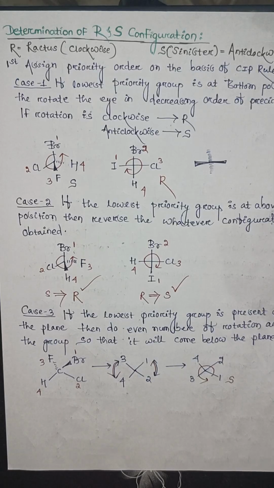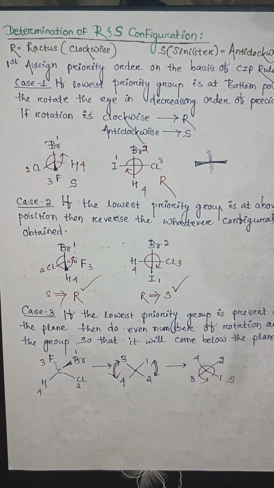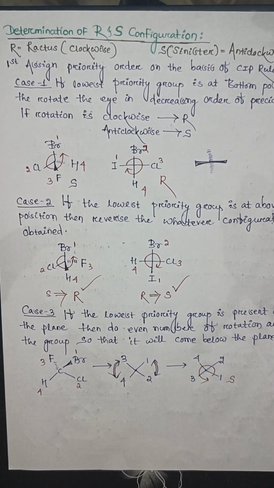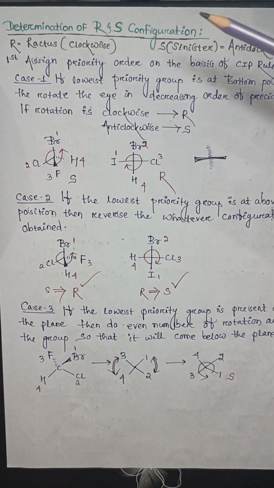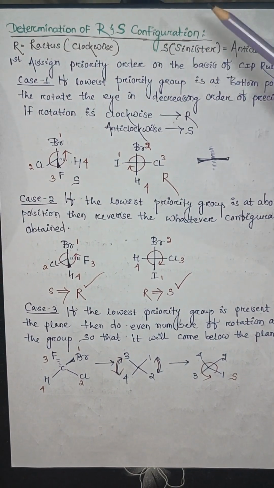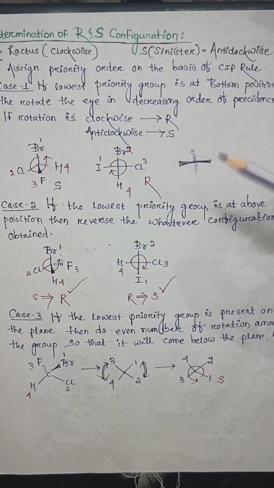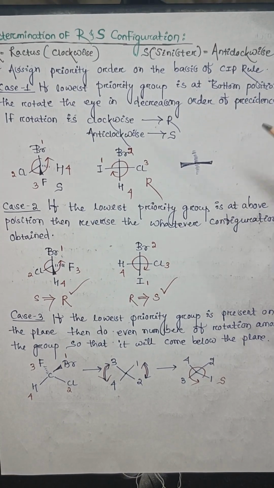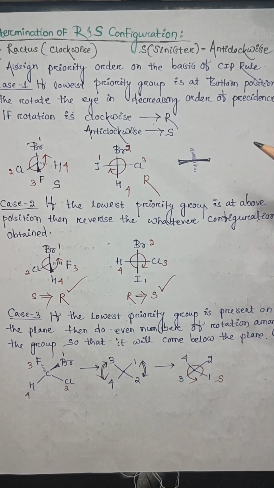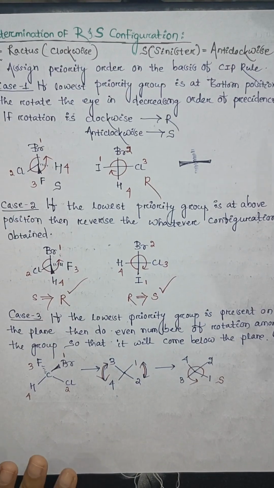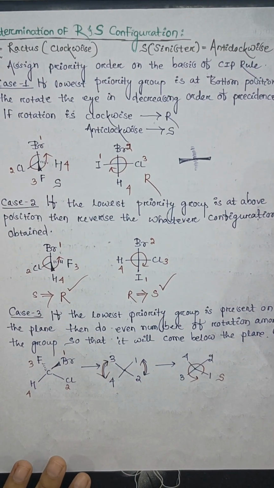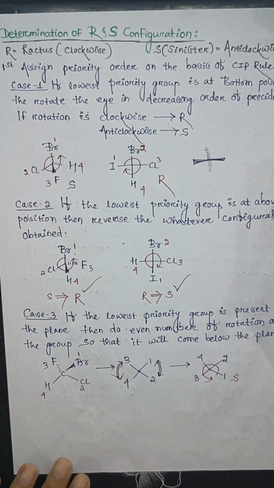Next is determination of RS configuration. This is very important from both exam points of view. So R stands for rectus, meaning clockwise. S stands for sinister, meaning anti-clockwise. So there are different groups, different cases. We will go one by one. First, we have to assign all the groups or atoms present in the molecule on the basis of the CIP rule.